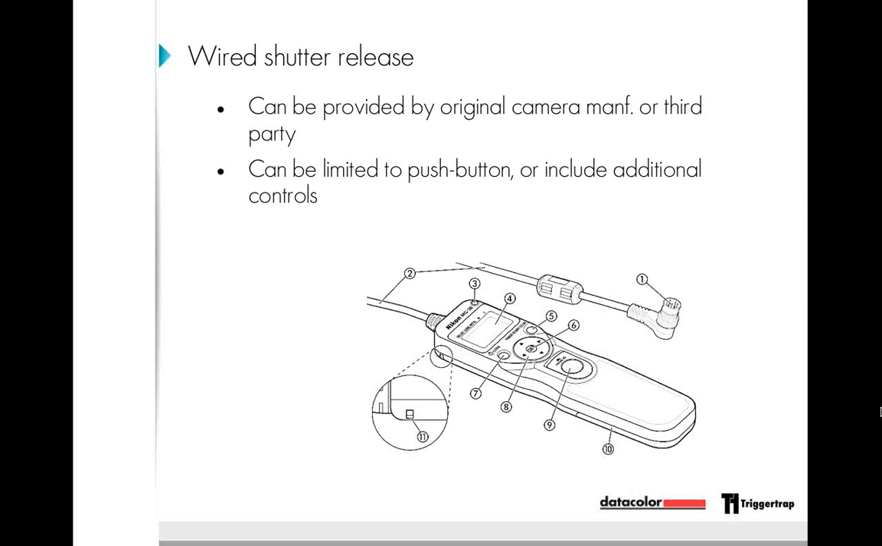Now, there are wired shutter release devices. They can be limited to just a simple push button, or they can include additional controls. And this one, I believe, is a Nikon. These are not cheap. The ones from the camera manufacturers, I'm sorry to say, I think are a bit pricey. There are less expensive ones that are made typically offshore that seem to work just fine. I have one for my Canon camera.